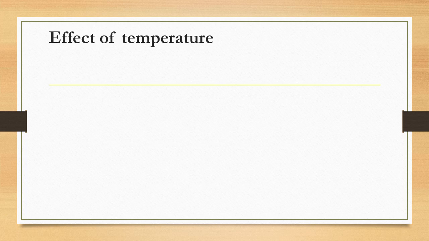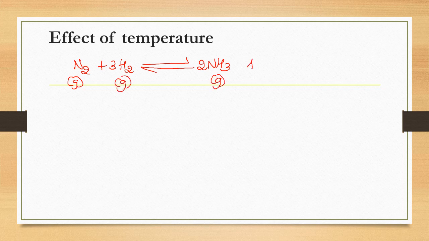Okay, now let us consider the effect of temperature. Under the effect of temperature we have two cases. One is an exothermic reaction, and the other is an endothermic reaction. Now I'll consider the same reaction, that is the formation of ammonia. During the formation of ammonia, an amount of energy is released. I'll write minus x kilojoule. That means it is an exothermic reaction. What is an exothermic reaction? It is a reaction where heat is liberated.